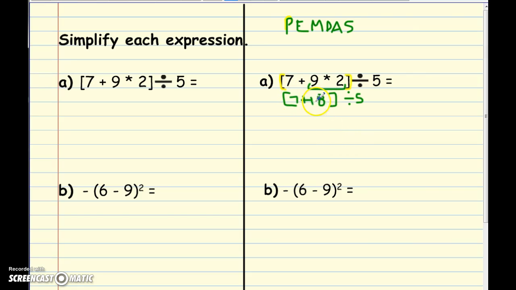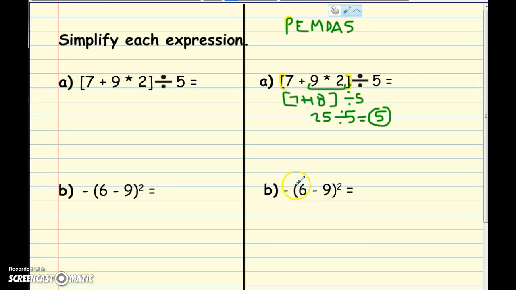Continuing inside, 7 plus 18 is what number? If you're thinking 25, that's perfect. And we're going to divide by 5. All we have left is 5. So again, brackets, these square things, are grouping symbols. Let's go down here to example B.